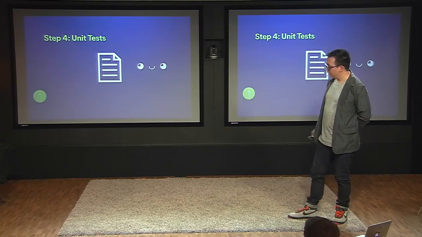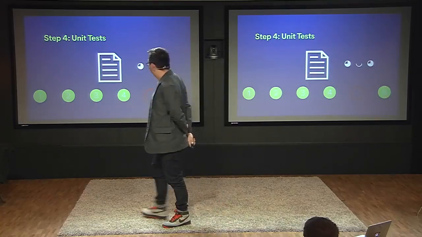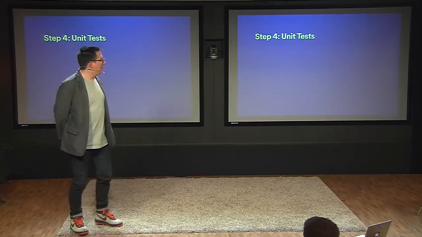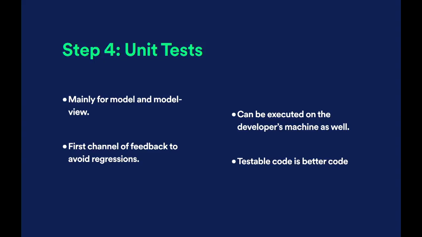And this suite of tests starts with our unit tests. So what's cool about them? Well, we have discovered that if we focus mainly on the model and the view model, they work best. It's our first channel of feedback against regressions. They can be executed on a developer's machine, so it doesn't matter if they're remote and if they're offline. And also, we have noticed that testable code is better code.